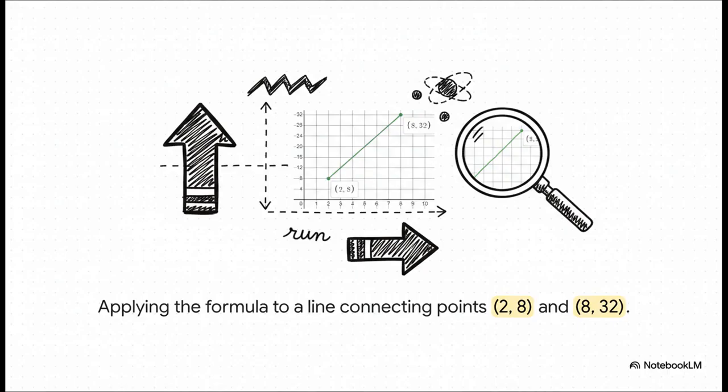Let's put this formula to the test with a line on a graph. So here we have 2 points. We're starting at (2, 8), and we're ending up at (8, 32). Let's figure out the slope between them.